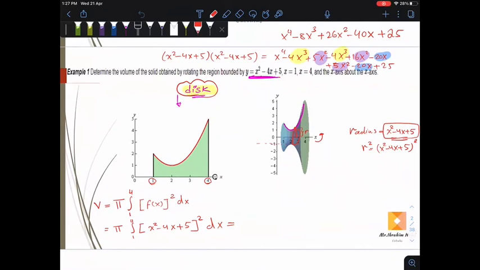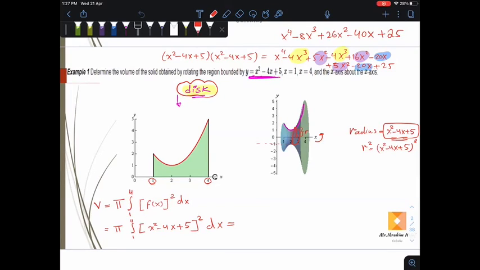So example 1: determine the volume of the solid obtained by rotating the region bounded by y equal x squared minus 4x plus 5 and x equal 1 and x equal 4 and the x-axis, and the revolution is about the x-axis. The graph is already given, so as you see guys, no gaps here between the x-axis, the axis of revolution, and the area enclosed, so it's a disk.